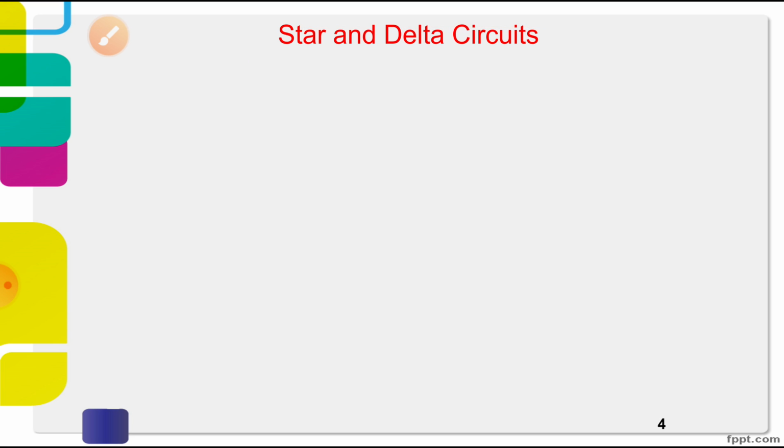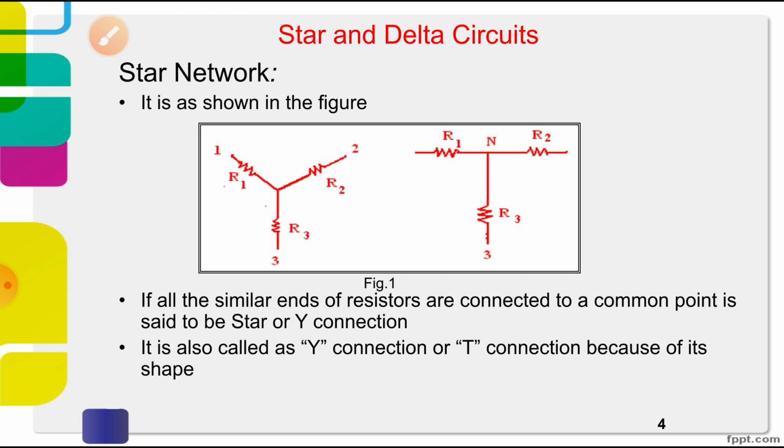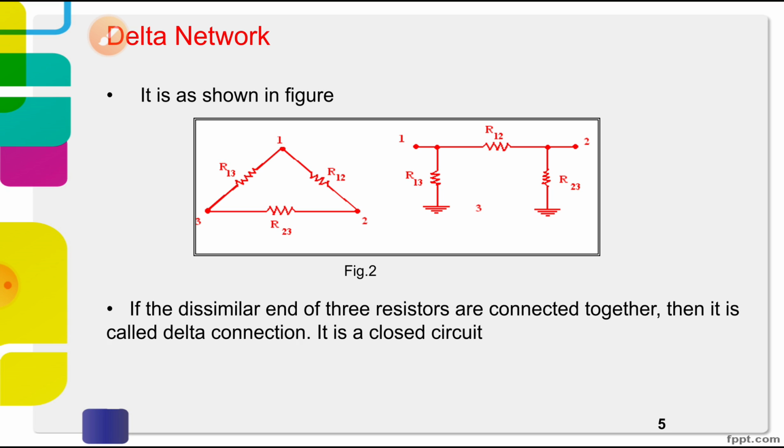Now, once again, what do you mean by a star network? If all the similar ends of the resistors are connected to a common point, it is said to be a star connection. If all the dissimilar ends of the resistances are connected in a closed loop, it is known as a delta connection. You have already seen all these things. So, what is this one? If the dissimilar ends of three resistors are connected together, then it is called a delta connection.